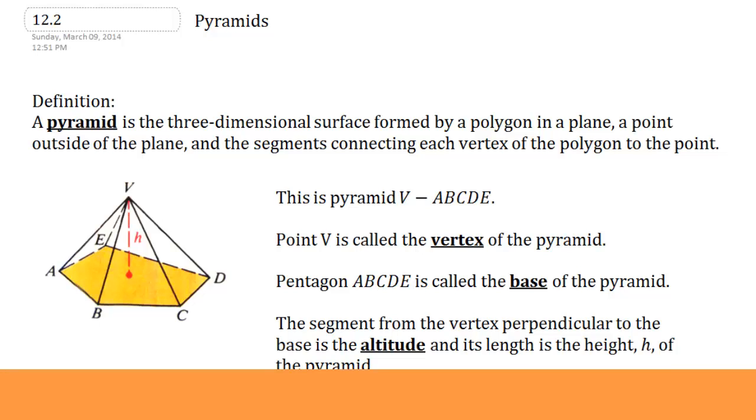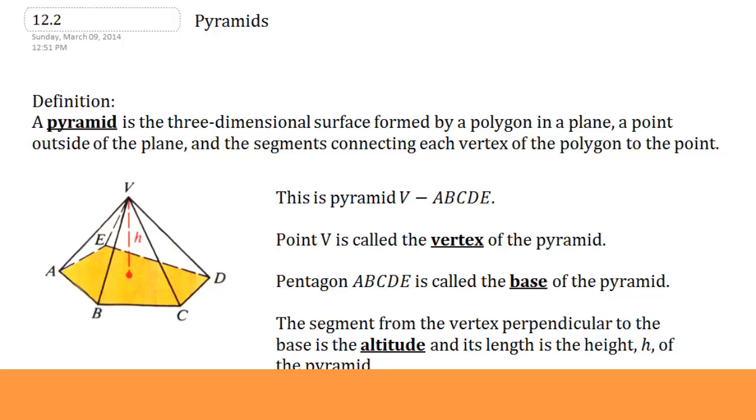This is section 12.2, pyramids. So in 12.1 we looked at prisms. Now we're going to look at pyramids. And first, let's define what a pyramid is. A pyramid is the three-dimensional surface formed by a polygon in a plane, a point outside of the plane, and the segments connecting each vertex of the polygon to that point that's outside of the plane.